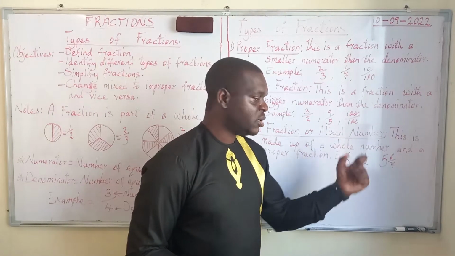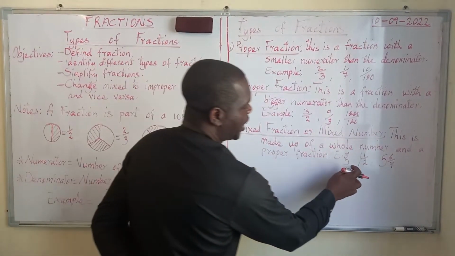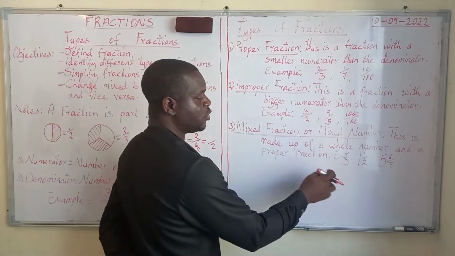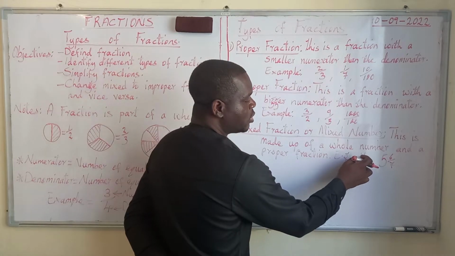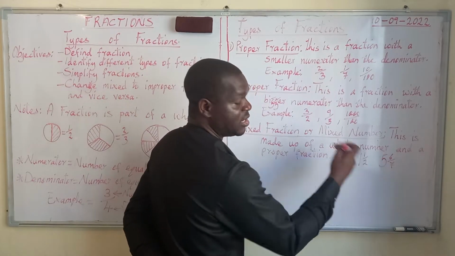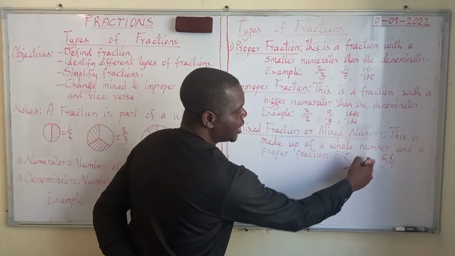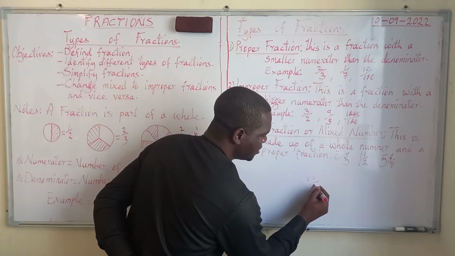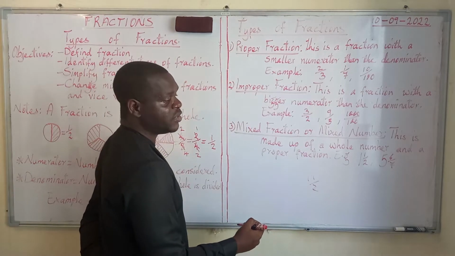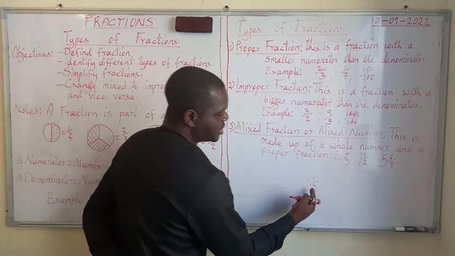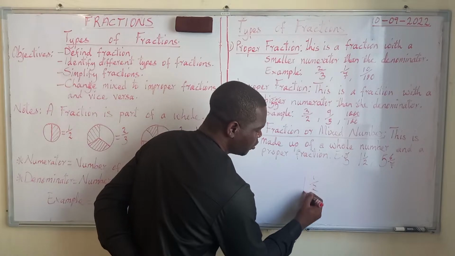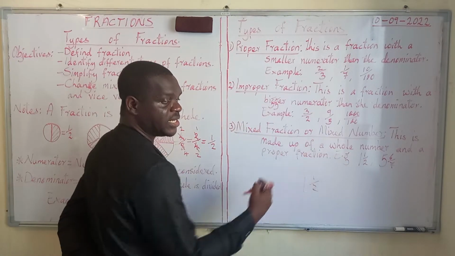One thing we should take note of is that if you are writing a mixed fraction or a mixed number, let the whole number be bigger than the fraction. For instance, if you write 1/2 like this, it may be read as 11 over 2 instead. So it is always advisable to write your whole number to be bigger than the fraction.